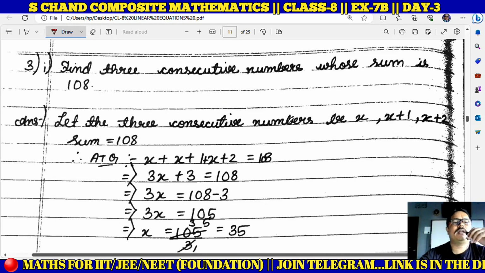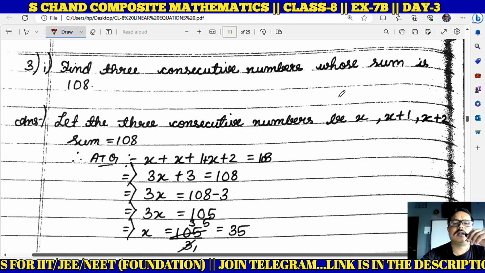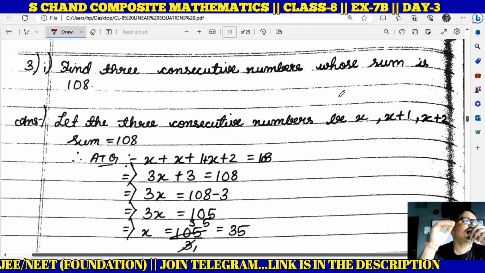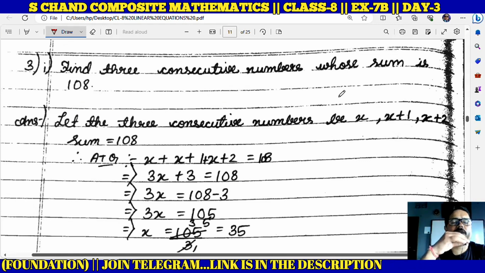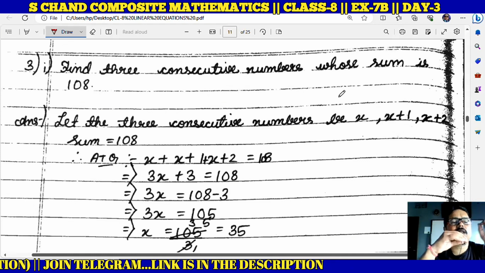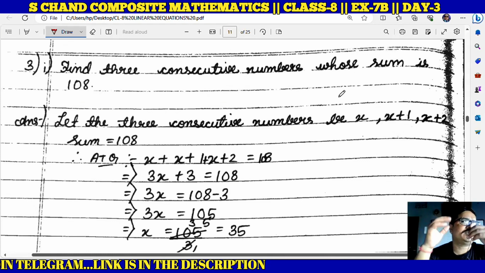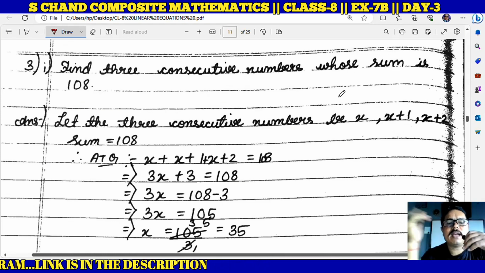So let's understand. Find 3 consecutive numbers whose sum is 108. So what are consecutive numbers? Consecutive numbers, you know, are one after another, like 1 2 3 4 5 6, 5 6 7 8 9 10, 10 11 12 13 14 15. Now if you let the first number be x, then what will be the second consecutive number? Just one more than x, that will be x plus 1. Then the next will be x plus 2, then x plus 3, x plus 4, and so on.